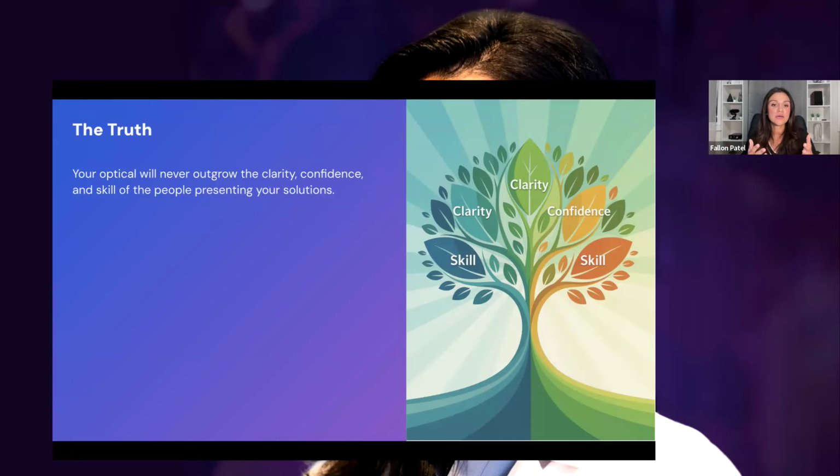And so when we're talking about how to get your optical to grow, we're talking about the people as well, because none of us are working independently. We all have team members with us, correct?